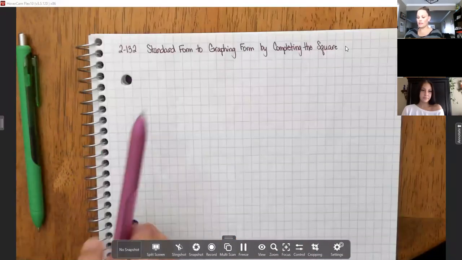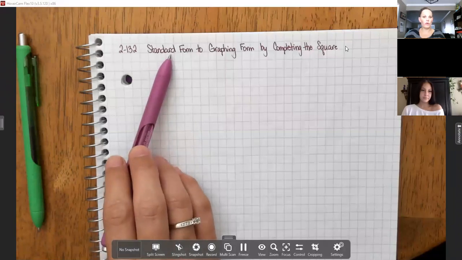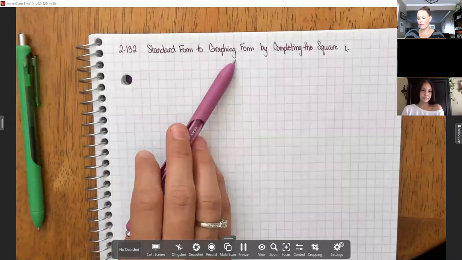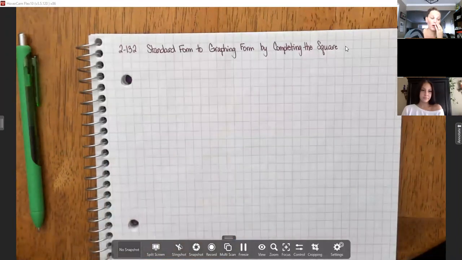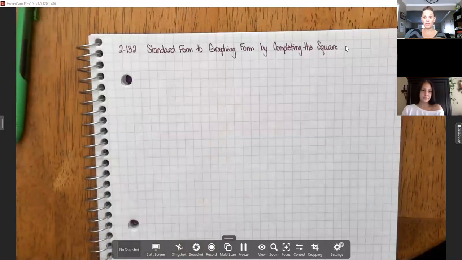So again, we just did standard form, that's what you do before the quadratic formula, ax squared plus bx plus c, to graphing form with the a, h, and k. And we're going to do this by completing the square. So we're not going to find the x-intercepts and then average them. That method will still work, and if you prefer that method, you can do that method.